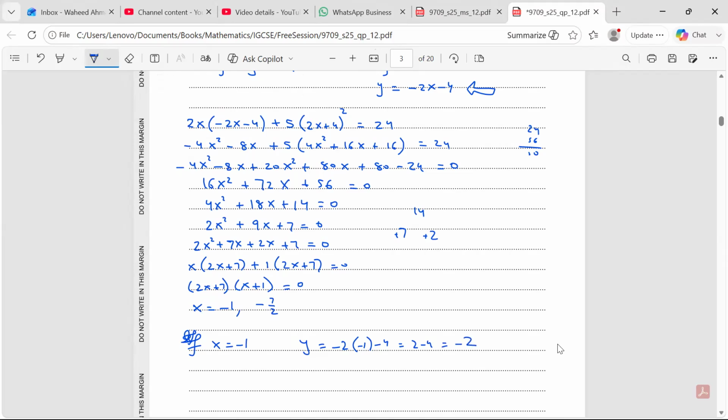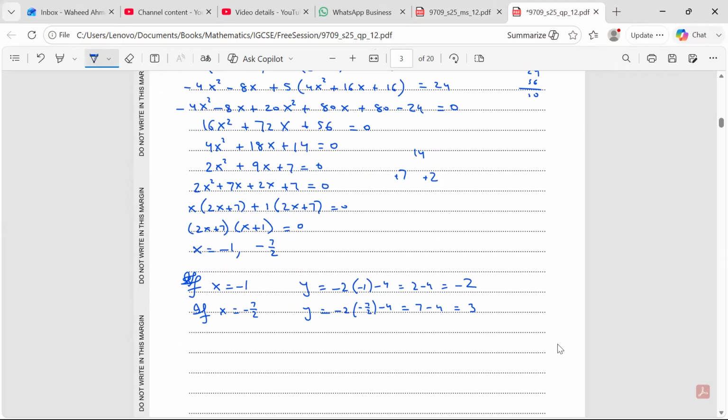Okay, and if x is equal to minus 7 by 2, then y is equal to minus 2 times x, which is minus 7 by 2, minus 4. So this will become 2 cancel with 2, negative will become 7 and minus 4, so this is going to be 3. Okay, so the two points of intersection would be when x is minus 1, y is minus 2, and when x is minus 7 by 2, y is 3. Okay, I hope this is clear.